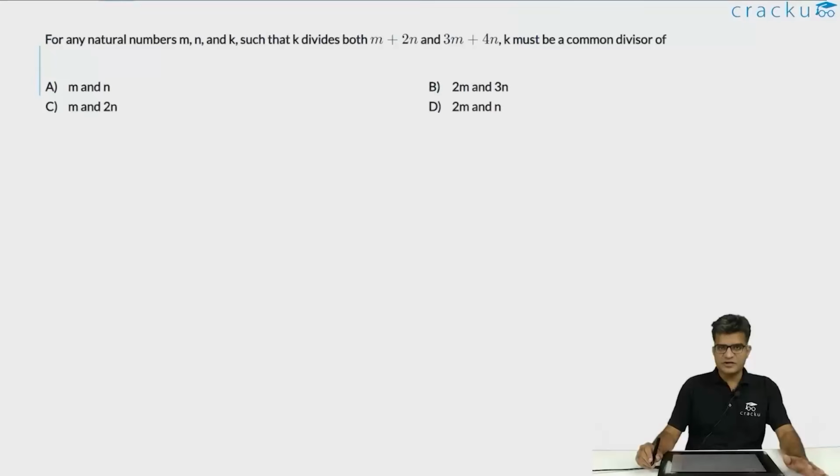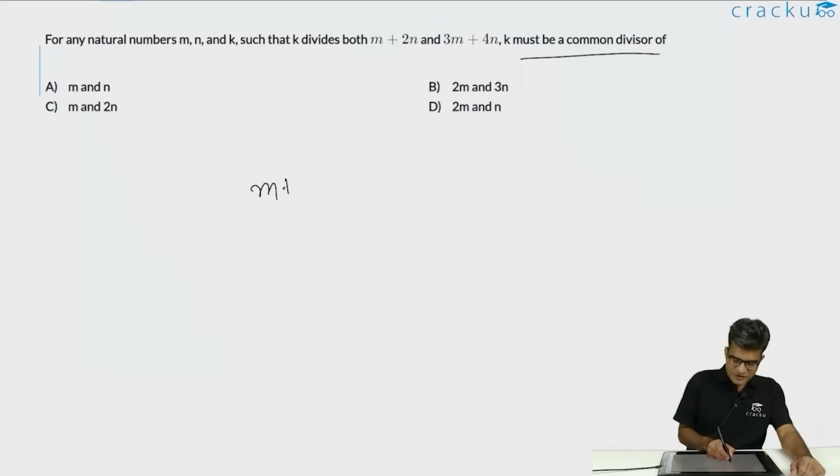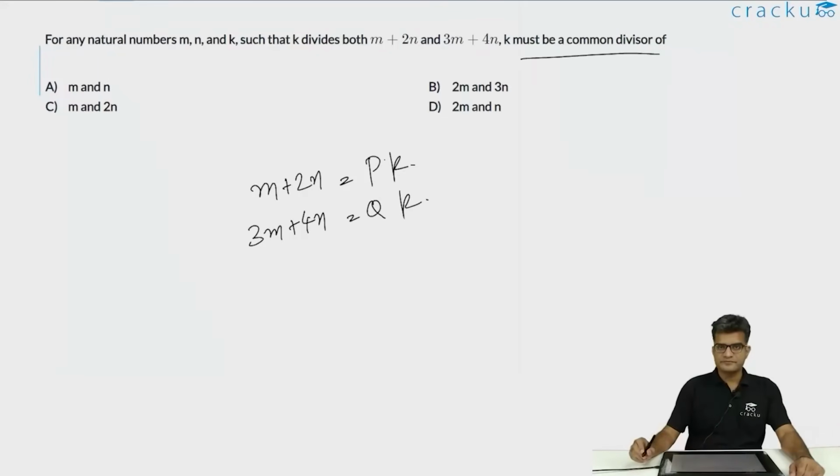In this question, we are told that for any natural numbers m, n and k, k divides both m plus 2n and 3m plus 4n. Then k must be a common divisor of. Let us assume that m plus 2n is equal to some natural number p into k. And let 3m plus 4n be equal to another natural number q into k.